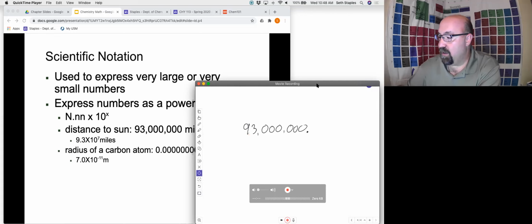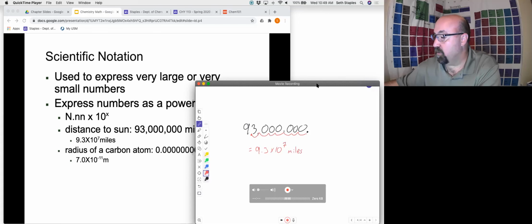And so what we need to look at is how many spaces we have to move our decimal point in order to get there. So we're going to have to go 1, 2, 3, 4, 5, 6, 7 spaces in order to get to 9.3. And so we're going to have 9.3 times 10. Now we moved our decimal point over to the left, which means that we're going to have a positive number here.